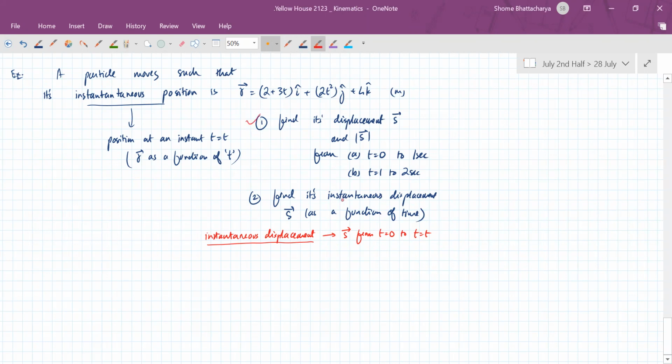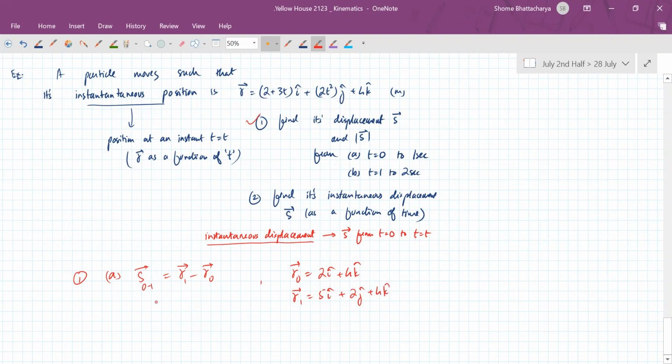So for the first part, you want to find the displacement from 0 to 1 second. The displacement from 0 to 1 will be the position at 1 minus the position at 0. So you can see the position vector at 0, just substitute time as 0, is 2i cap plus 4k cap, and the j cap component is 0. Whereas the position vector at t equal to 1 second is 2 plus 3, that's 5i cap plus 2 into 1 square, so that's 2j cap plus 4k cap.